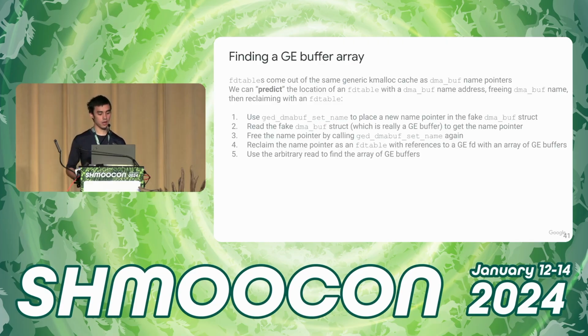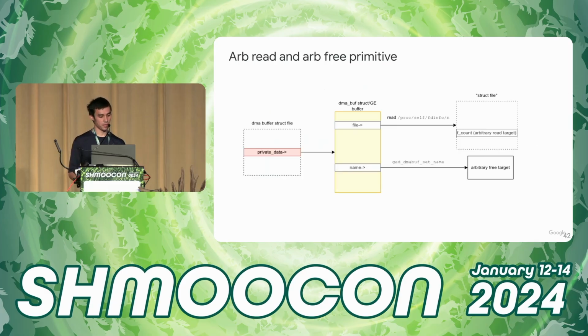Finally, I will use my arbitrary read to find the array of GE buffers. Then I will use my arbitrary free to free the array of GE buffers, and then I will reclaim that array of GE buffers with another GE buffer. So now I've really achieved the type confusion. I've turned an array of GE buffers, and I've reclaimed it with a GE buffer itself, and we've type confused that array with a real buffer. And then we just have profit.